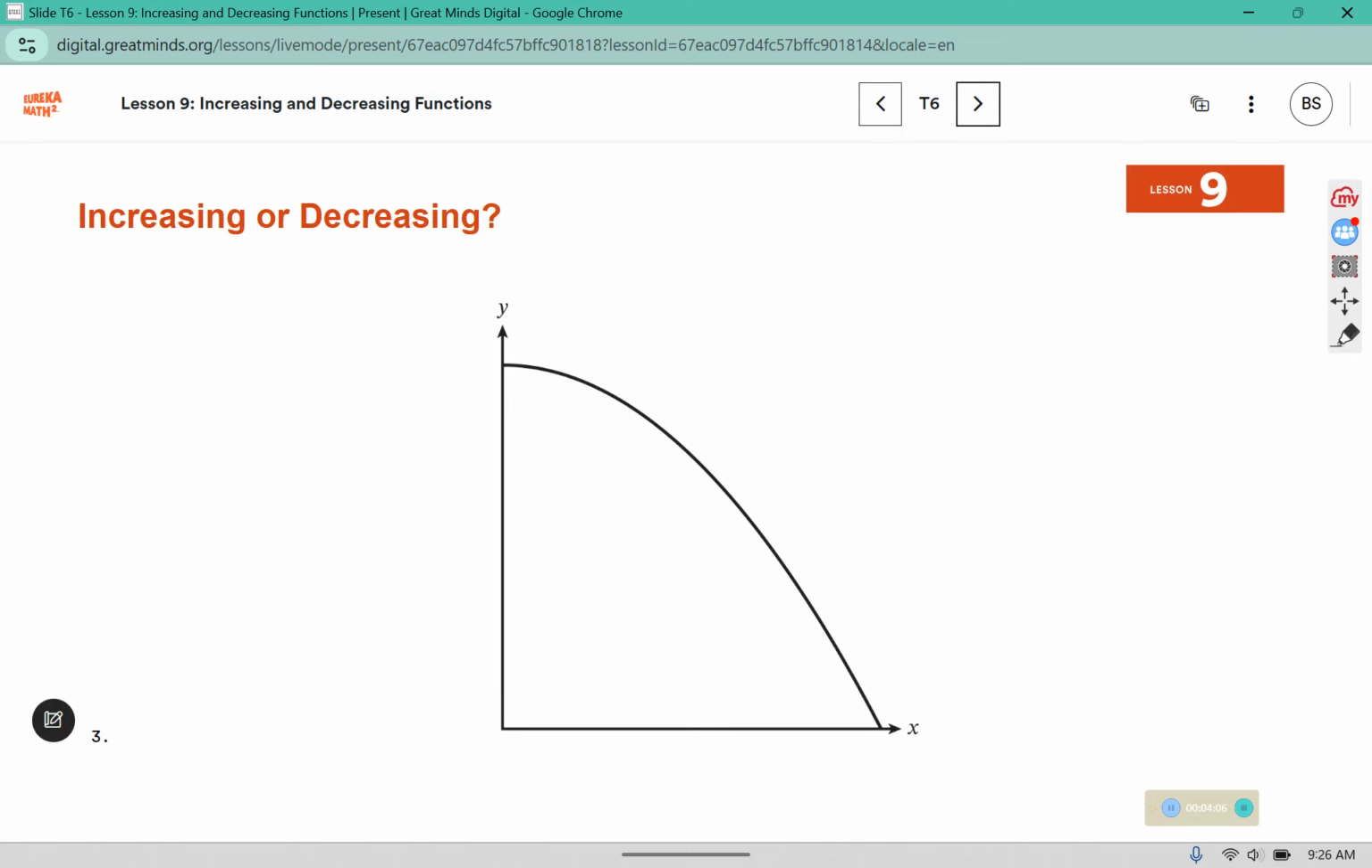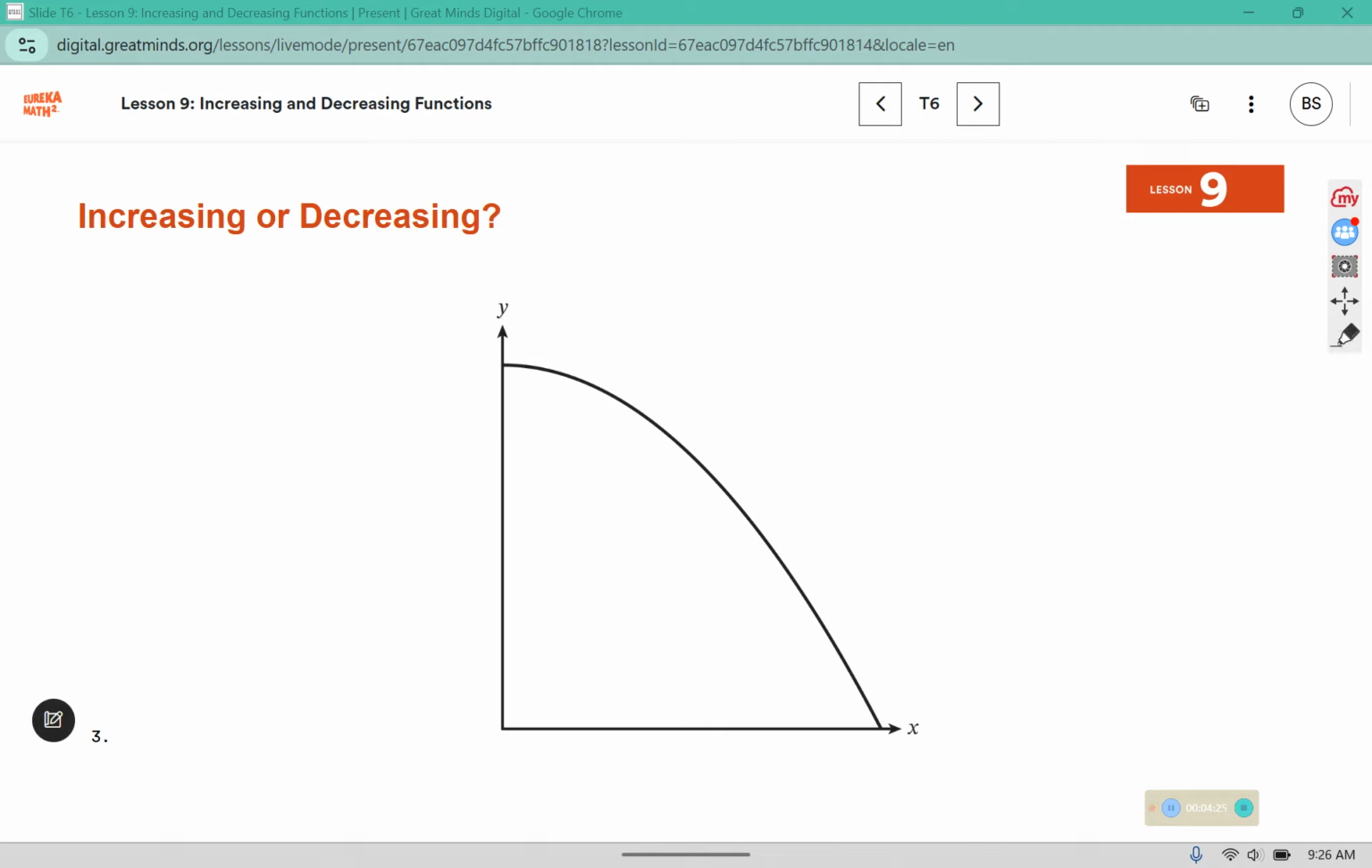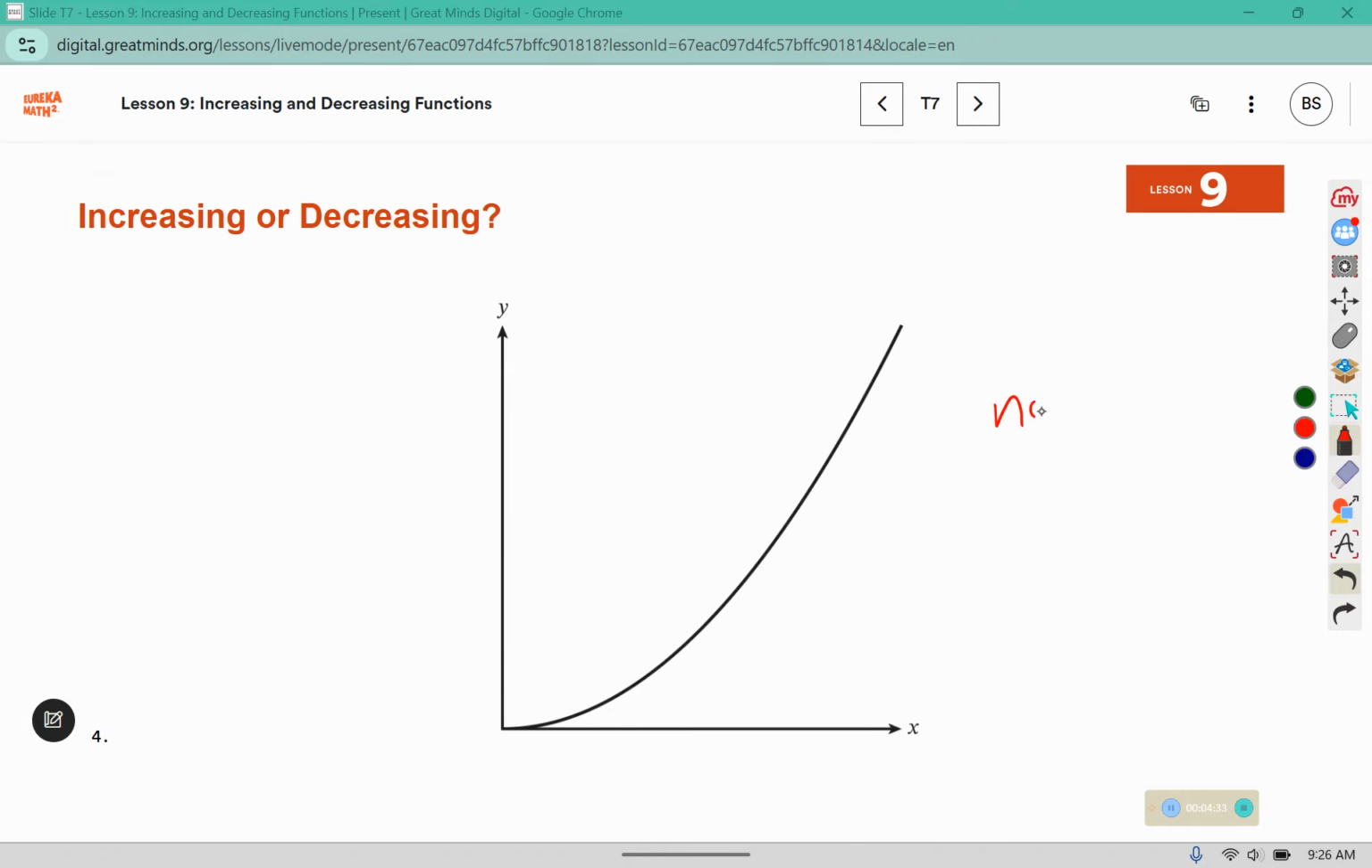This one is not a straight line, it is a curve, so it is described as nonlinear. And the curve is having a downward trend, so nonlinear and decreasing. Number 4 is also a curve, so it is nonlinear, but it has an upward shape, so it is nonlinear and increasing.